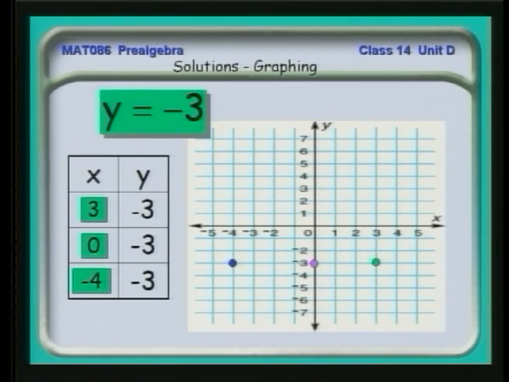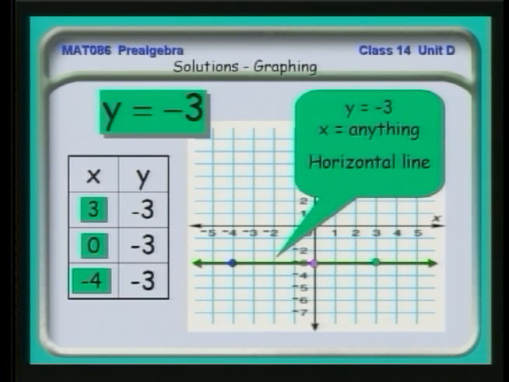When I do this, I get a horizontal line. When y is equal to minus 3, x can be anything, and that generates a horizontal line. So whenever you have only y equal to a number, you're going to get a horizontal line. When you have only x equal to a number, you're going to generate a vertical line.